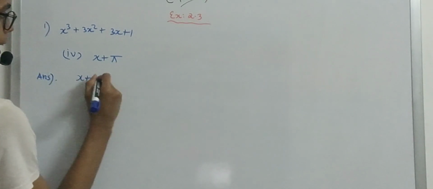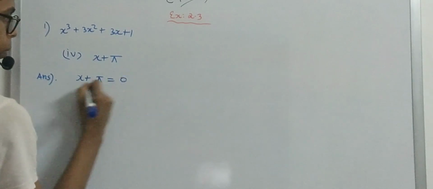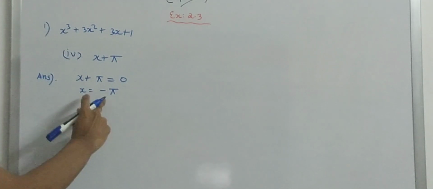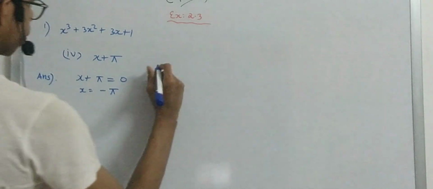So first of all, take x plus 5 and equate it to 0. So you will be getting x is equal to minus 5. Just substitute this minus 5 in the above equation.